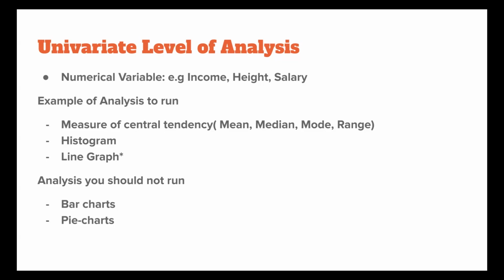So the kind of analysis that you would run for a numerical variable, that's a variable that is in numbers, is something like measures of central tendency. Measures of central tendency include mean, median, mode, range. Let's say you are given a variable that is a number like age or income or height or salary. You can ask yourself, what is the mean income? What is the average income of everyone in this survey? Those are things you can do.